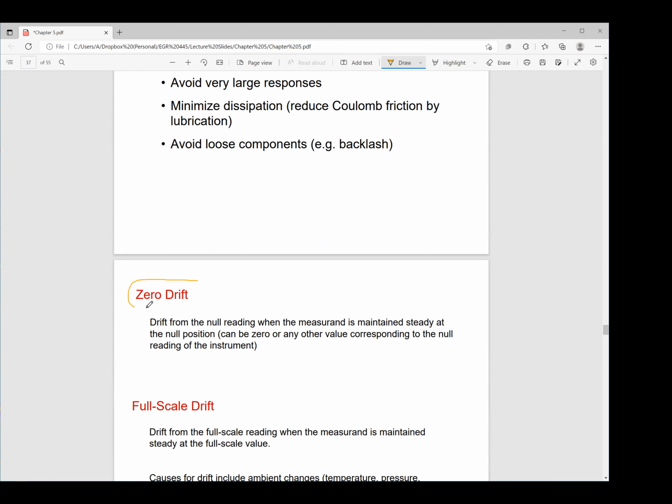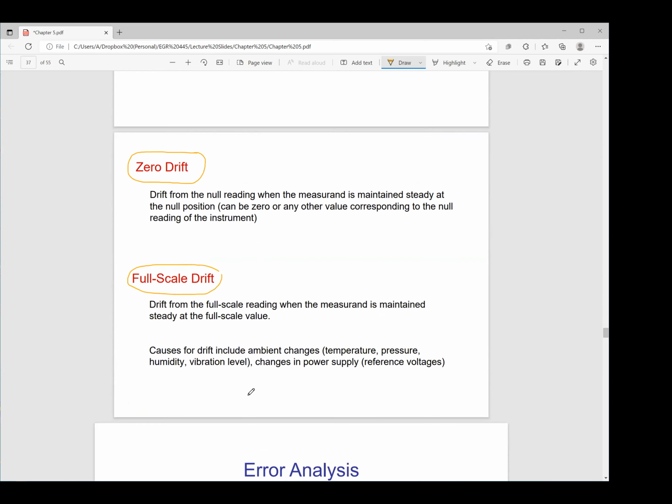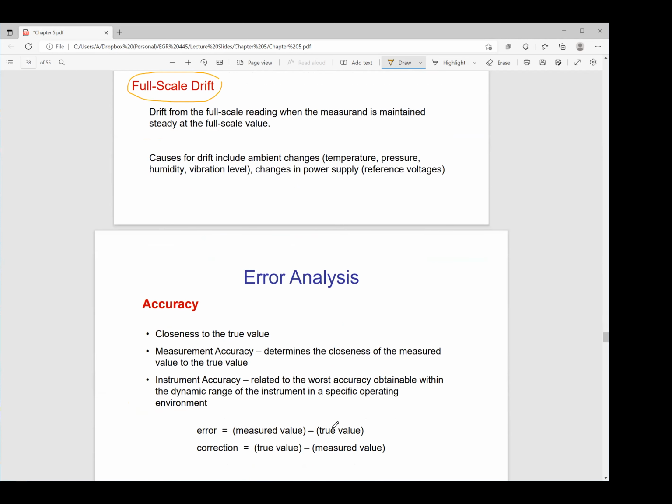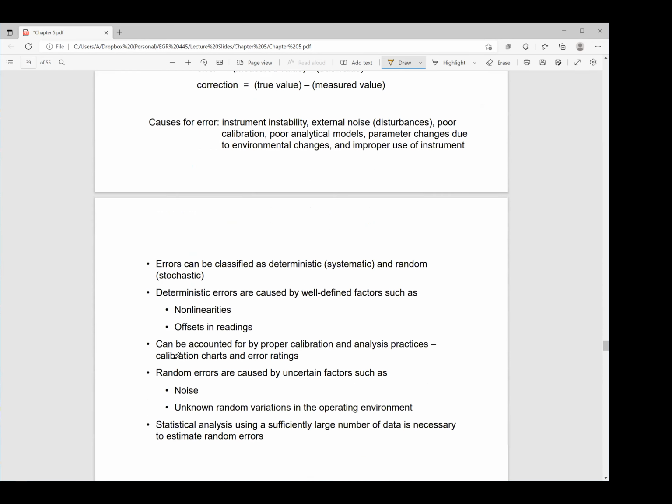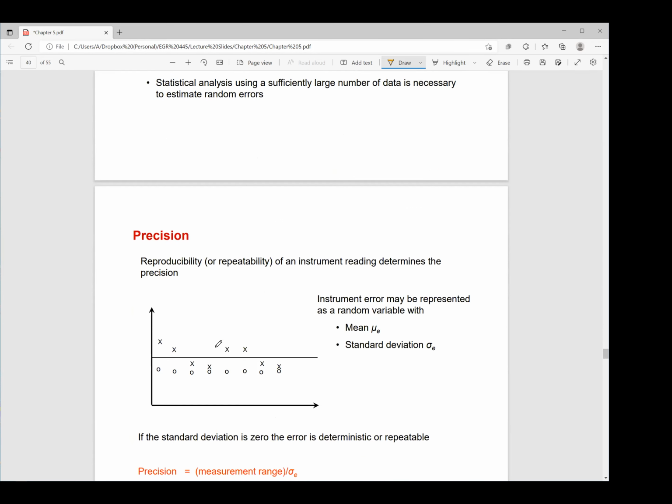Now, some of the definitions that are used in instrument ratings are zero drift, which is the output even if your input is zero; full scale drift, which is the variation of the instrument when you operate it at full scale. And then we can perform the error analysis, where the error is the difference between measured value and true value. There are different types of errors that we briefly talked about.